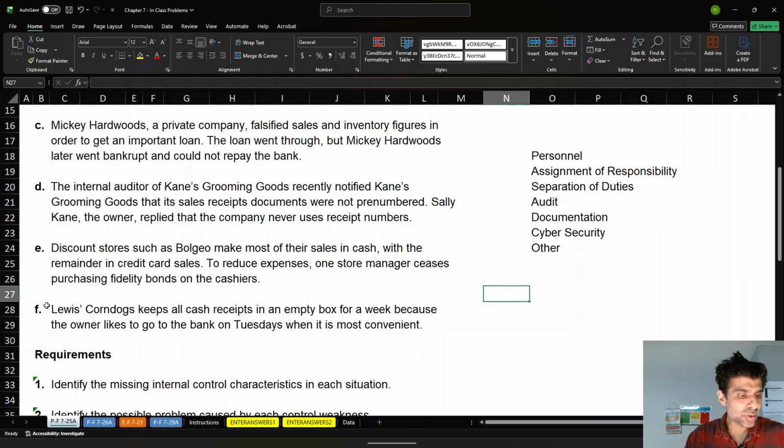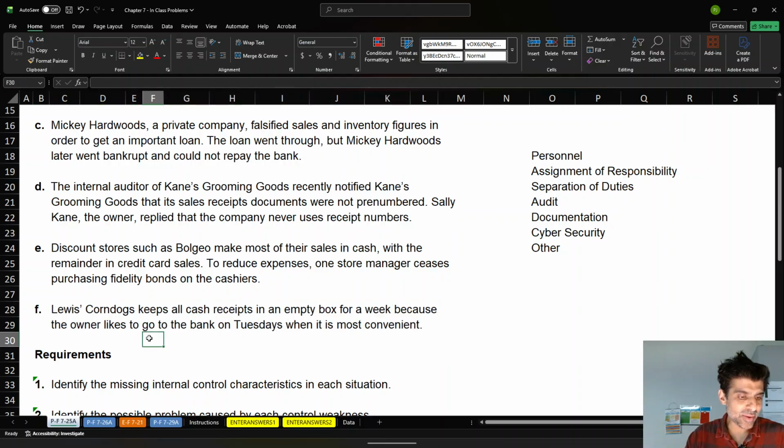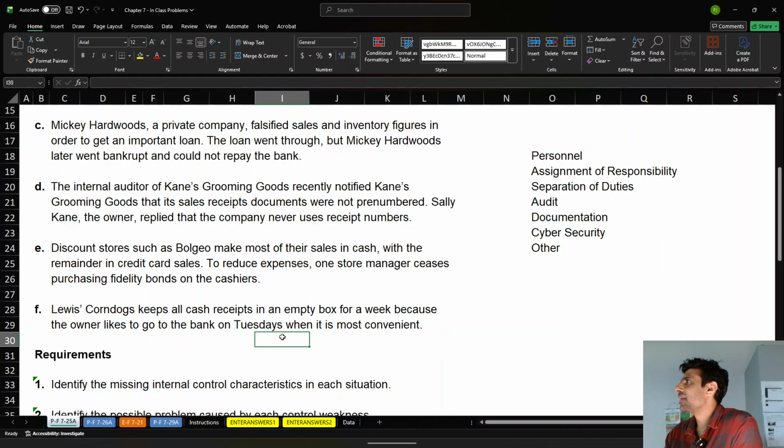Louis Corndog keeps all cash receipts in an empty box for a week because the owner likes to go to the bank on Tuesdays, when it is most convenient. Is that smart to do, to keep the cash from your business in just a box for a week? No. What could happen? It can get stolen. It can get lost. Usually cash businesses have an armored car come and pick the cash up, some multiple times a day. Leaving cash sitting around is a big risk.